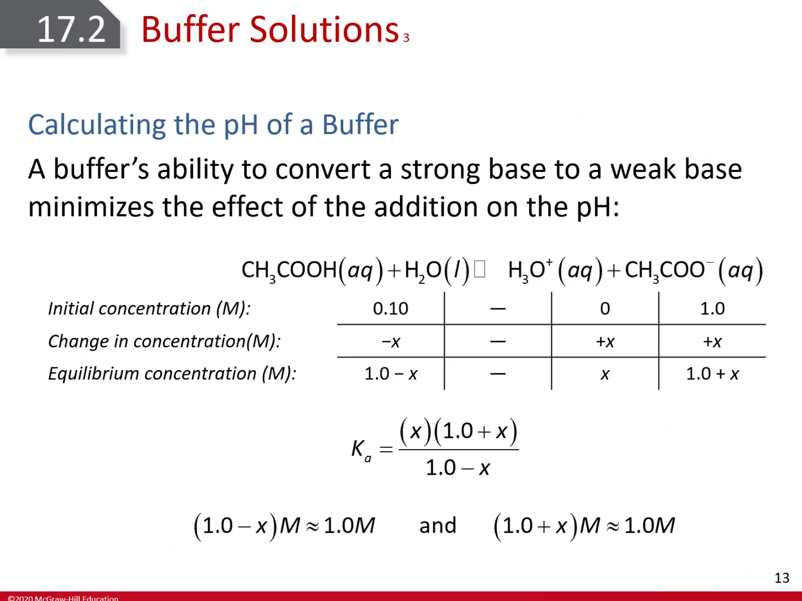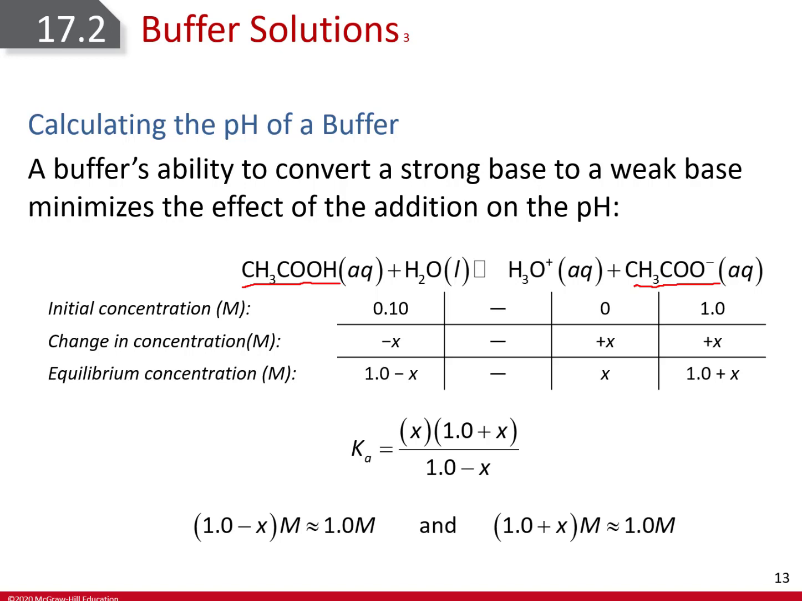All right, so here we have our setup. It says a buffer's ability to convert a strong base to a weak base minimizes the effect of the addition on the pH. In order to have a buffer, and we can see this is going to be a buffer, we have the weak acid present initially, and we have its conjugate base. So this looks just like the common ion effect, right? That's why we did that first.